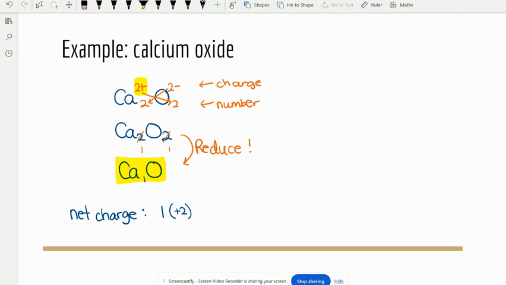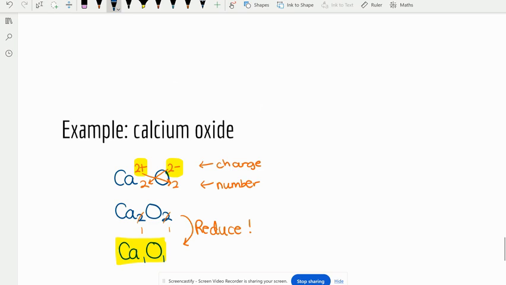Maybe I'll erase this. And let's add the charge. There is 1 oxygen, which has a charge of -2. So if you think about the overall total net charge, +2 and -2, and they cancel out to 0. That's perfect. Our chemical compound has a net charge of 0. It's happy.